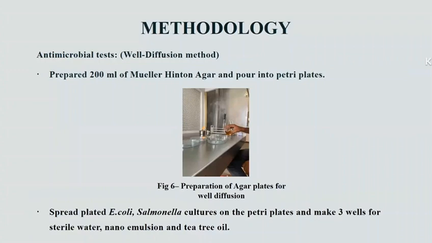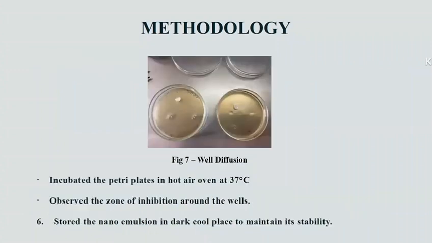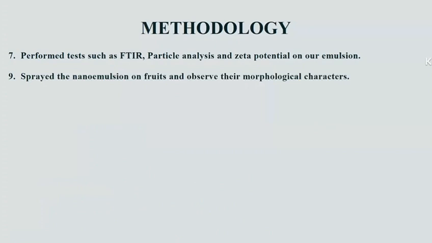So for the antimicrobial test, we chose the well diffusion method, in which E. coli and Salmonella were spread plated on the Petri plates, and 3 wells were made for sterile water, nanoemulsion, and tea tree oil each. These plates were then incubated in a hot air oven at 37 degrees Celsius, and the zone of inhibition was observed. We performed other tests like FTIR, particle analysis, and zeta potential on our emulsions. And these nanoemulsions were sprayed on fresh fruits to observe their morphological characters.